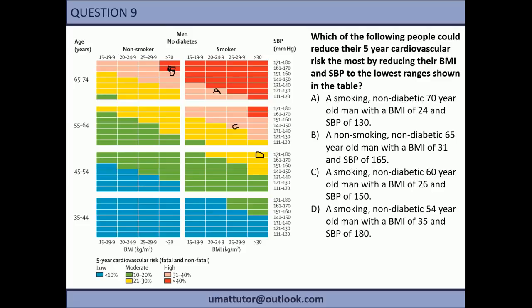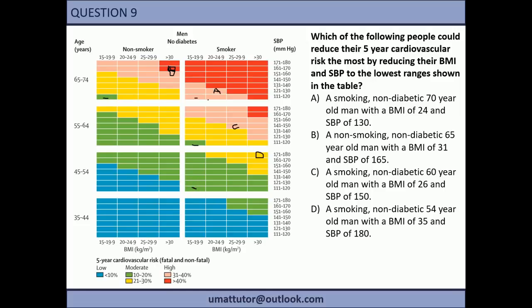So if you imagine, say, with person A, that we drop the blood pressure from 130 down to the lowest point, 111, and we drop the BMI from 24 down to 15 to 20, then that would be their new position. They would move from this box down to the very bottom left here. Likewise for B, they would just move down to the bottom left here, C would move to there, and D to there. So we just have to work out which of those is the biggest drop.